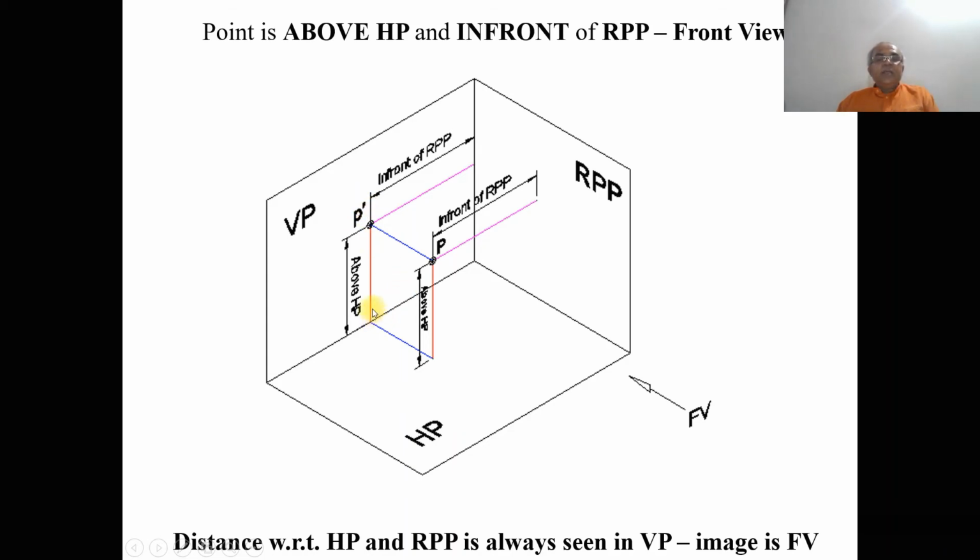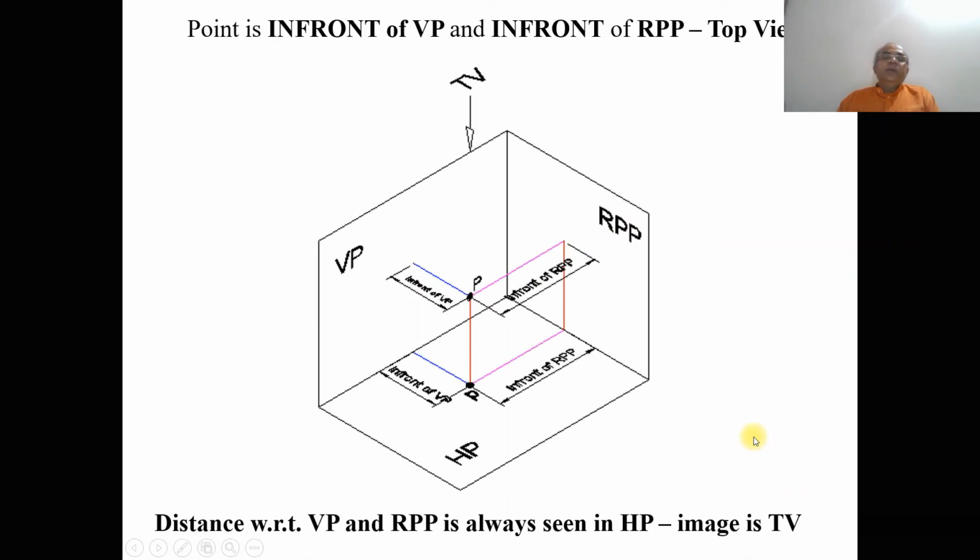So that means it is above HP and in front of VP will come on the vertical plane. So always, in other words, the distance with respect to HP is always seen in the vertical plane. So that is the condition. The distance with respect to HP and RPP is always seen in the vertical plane. So the image is the front view.